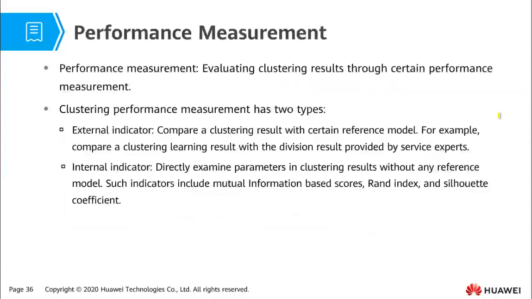After learning about these common clustering models, how do we select a proper clustering model? The evaluation indicators of clustering models are classified into external indicators and internal indicators. External indicators are used to compare the clustering result with a reference model. For example, the clustering learning result is compared with the division result provided by service experts. Internal indicators are parameters generated by directly examining clustering results without any reference model. Such indicators include mutual information-based scores, RAND index, and silhouette coefficient.